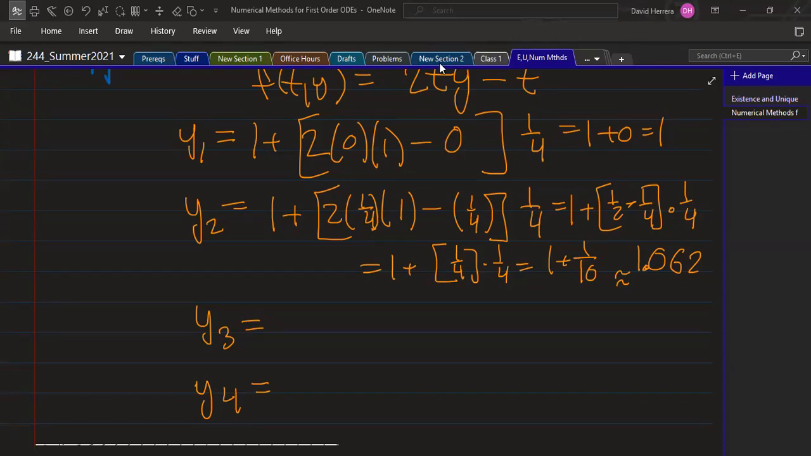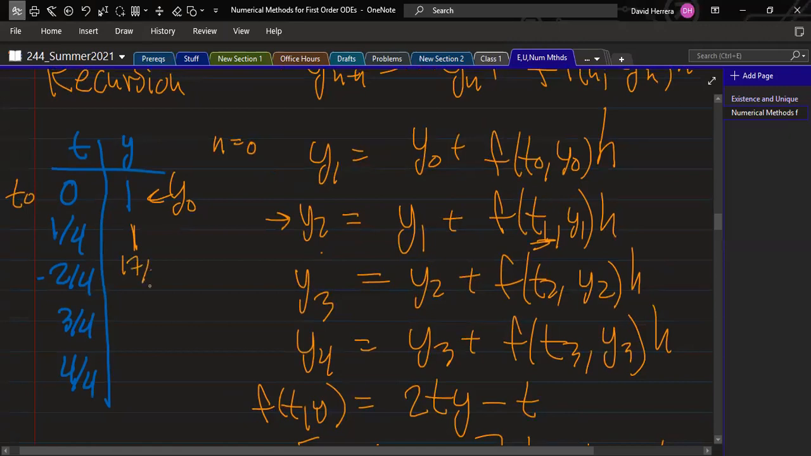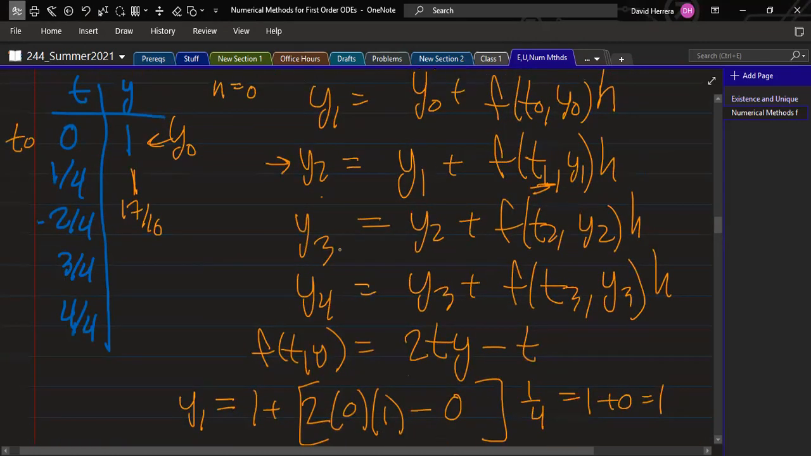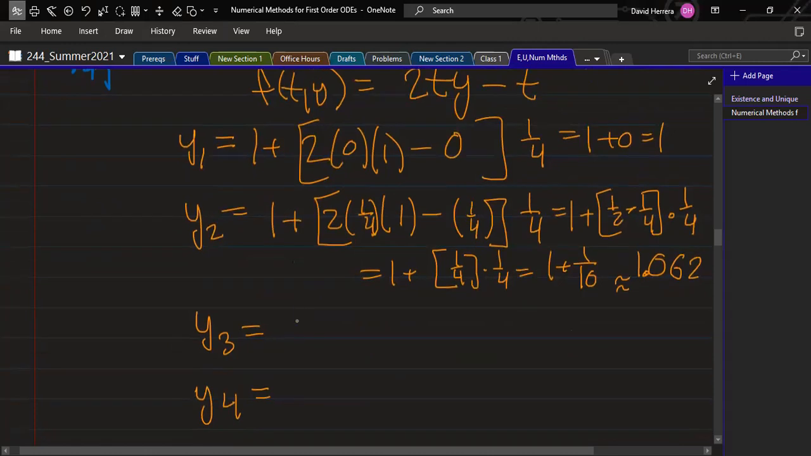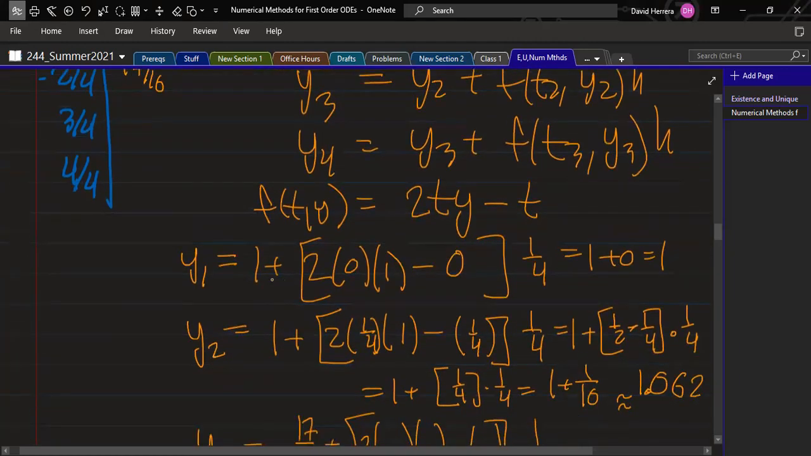So now that you've done that, we can just continue doing that. So this right here is 17/16. There. So if we're going for 3/4, you do the previous value. So let's see here. Y3 is Y2, so 17/16 plus the derivative times the step. So the derivative is ty minus t. So what is the t in this case? Our t is 2/4, which is half.